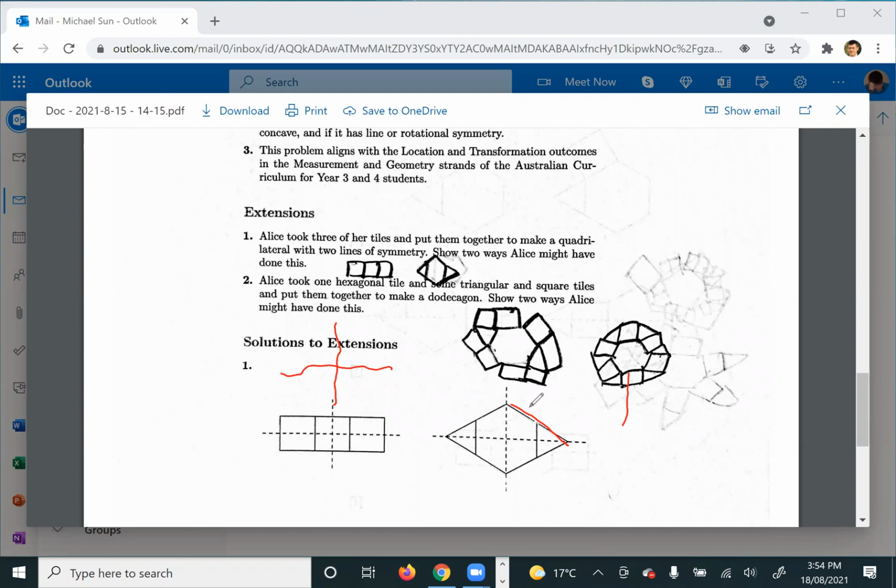Do you know what a dodecagon is? A decagon has 10 sides. Dodecagon is 11 sides? No. 10. Is it 5 sides? 15 sides? No, we already said 10 is decagon. So it's 10 plus something. So it's over 10. Dodecagon.